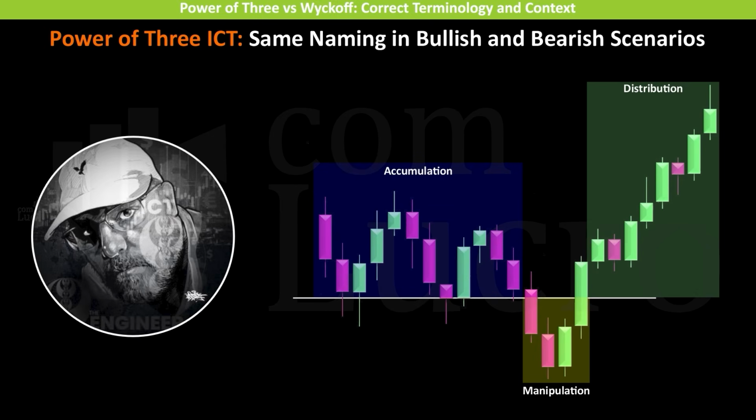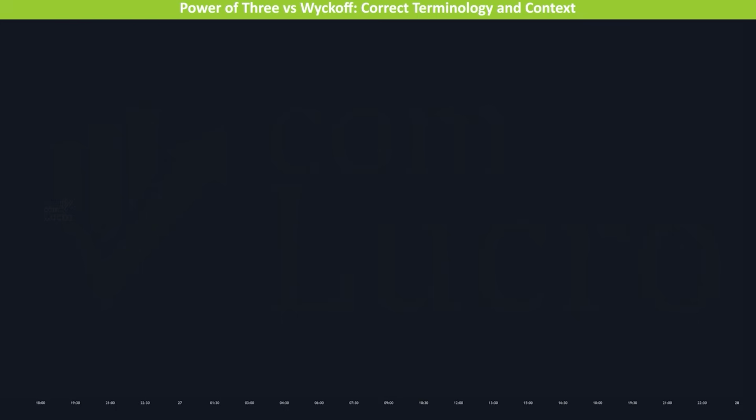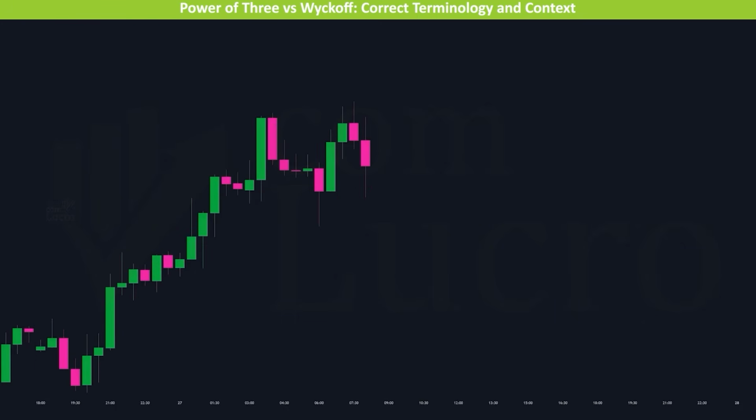But first, there is an important clarification we need to make about the power of three, also known as AMD, especially when we relate it to proper Wyckoff methodology. The power of three was popularized by ICT, and the accumulation, manipulation, and distribution naming was simplified to make the concept easier to understand. Here at ComLucro, we are students of Wyckoff methodology, and we even have dedicated content and a full course on this subject on the channel, so we prefer to use the correct Wyckoff nomenclature. The strategy itself does not change at all, only the terminology used to describe the phases.